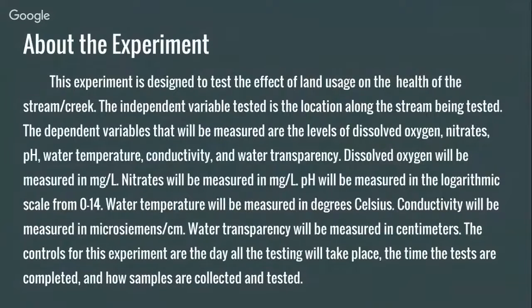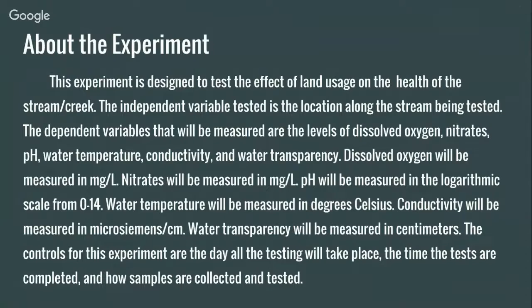The independent variable for this experiment is the location along the stream that is being tested. The dependent variables that will be measured are the levels of dissolved oxygen, nitrates, pH, water temperature, conductivity, and water transparency. DO and nitrates will both be measured in milligrams per liter.